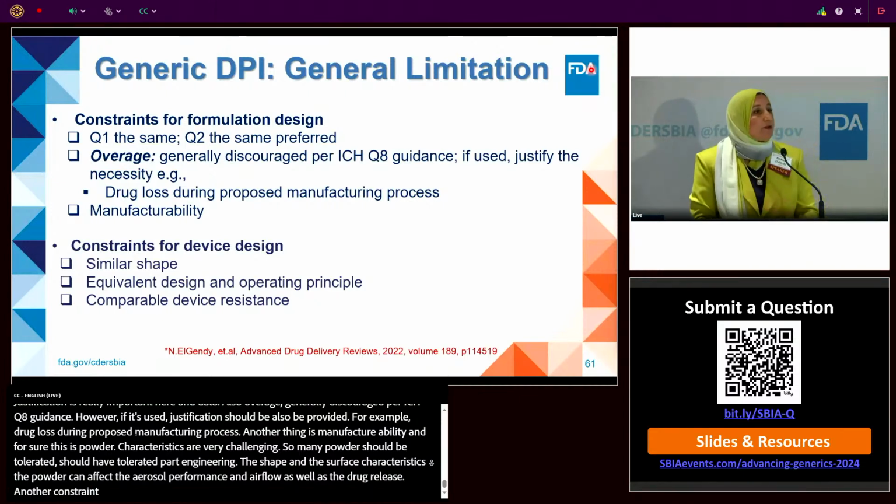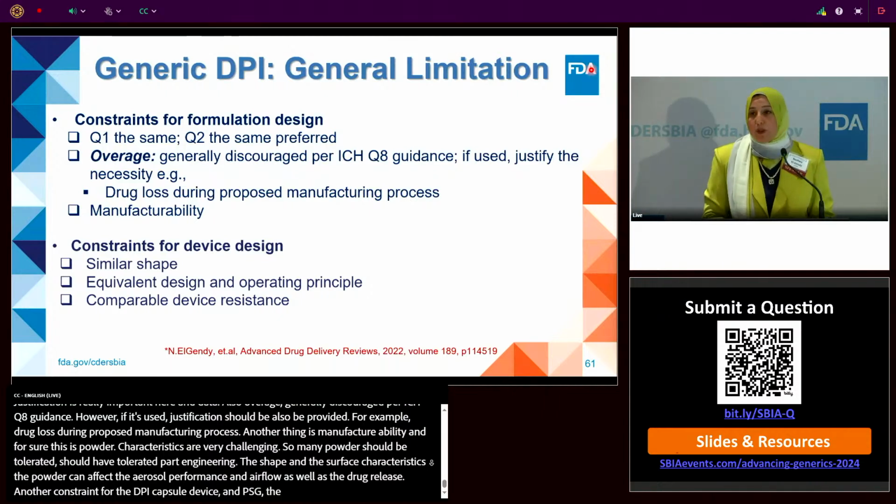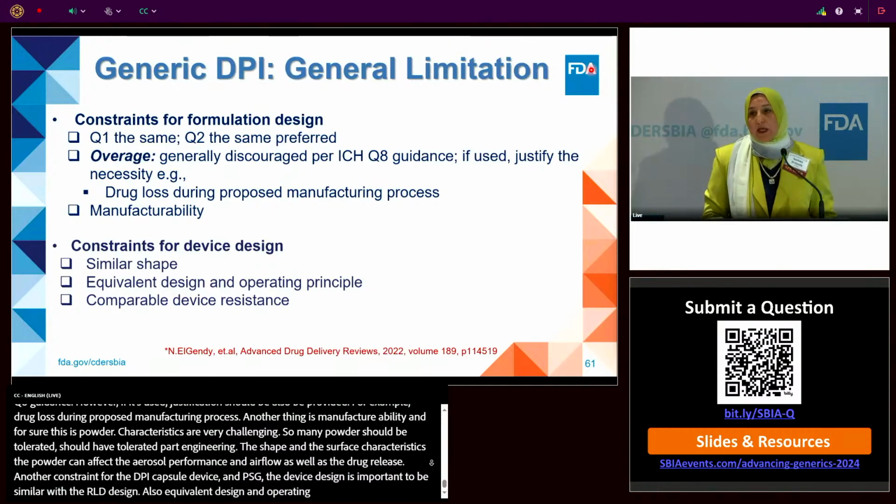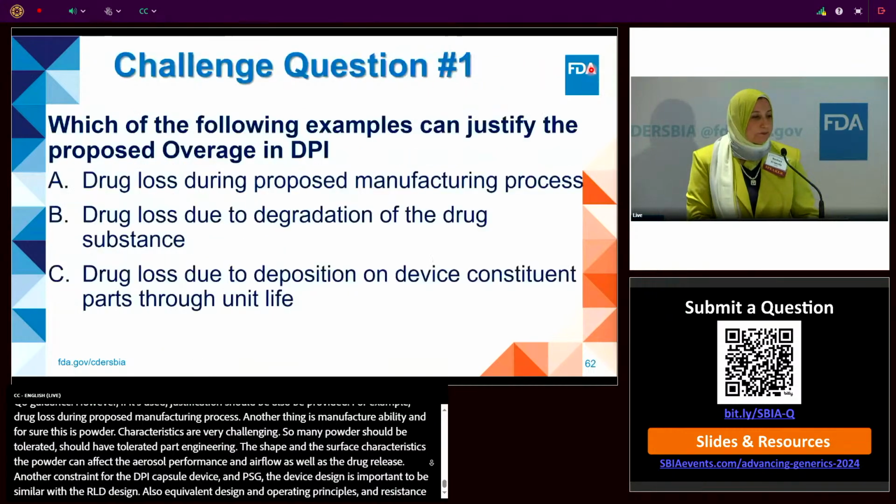And as I said, per the PSG, it is very important that the device design is similar to the RLD design, with equivalent design, also the operating principles, and the resistance. This is a very critical attribute for the device.